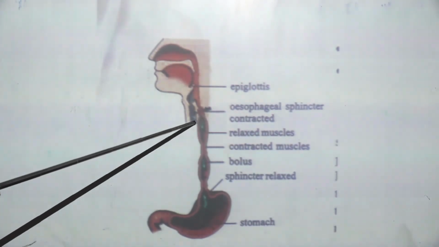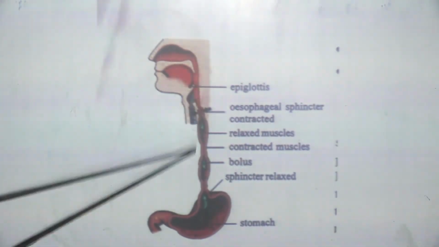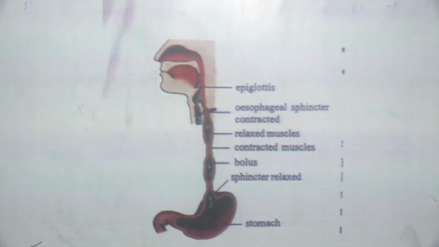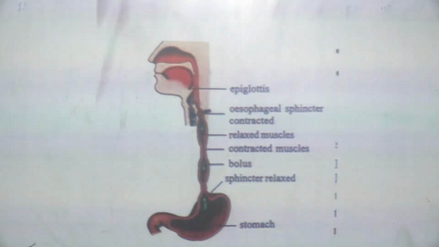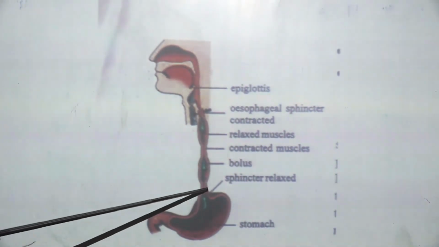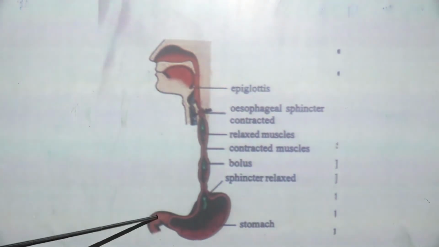So there are circular muscles, longitudinal muscles, and oblique muscles. Oblique muscles means అడ్డంగా ఉండేవి, ఒక రకంగా వంకరగా ఉండేవి అన్నట్టు. So here 2 sphincters are there. See, this is the cardiac sphincter and this is the pyloric sphincter.